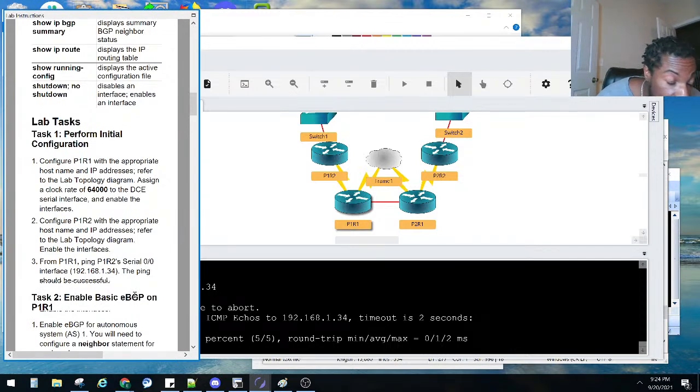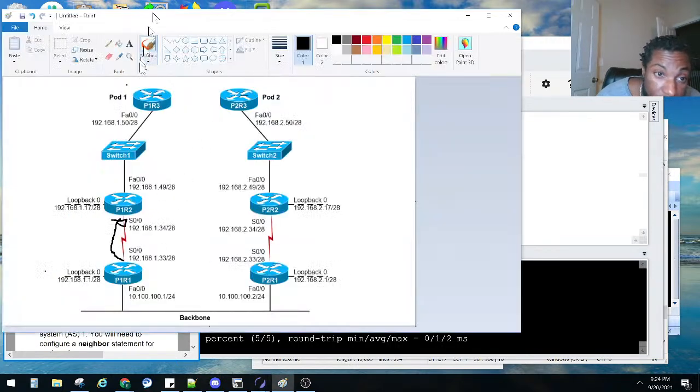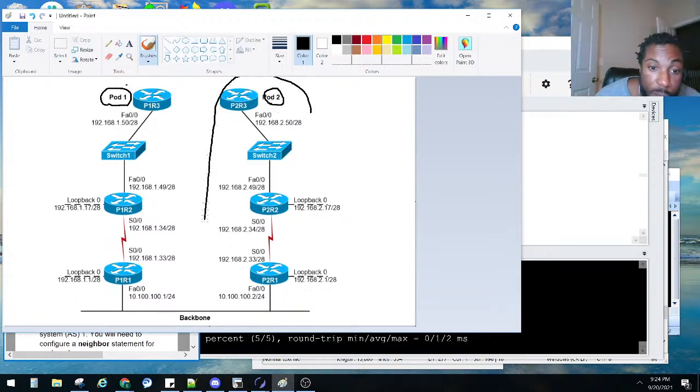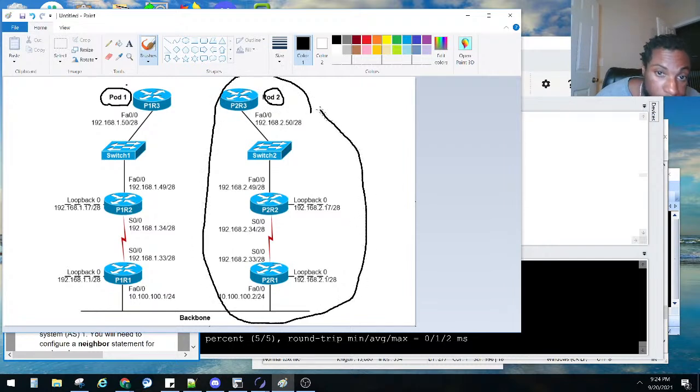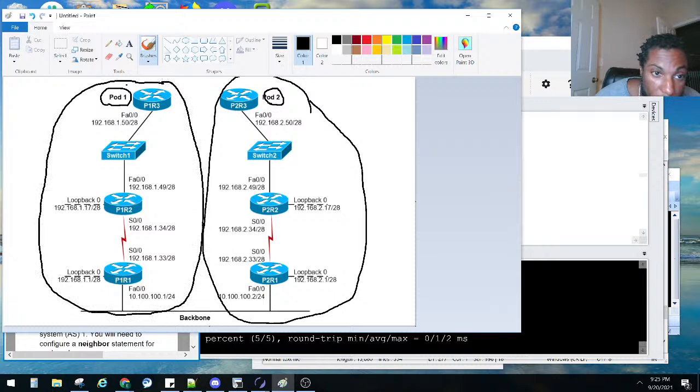Y'all know the difference between eBGP and iBGP, right? One is internal, one is external. So again, for those of y'all that just tuned in, we have these two networks separated in pods. This is pod 1 and this is pod 2. So this would be one network right here. We could say this is Florida State University's network. And this one right here, let's say this is Stanford University, and that's pod 2.